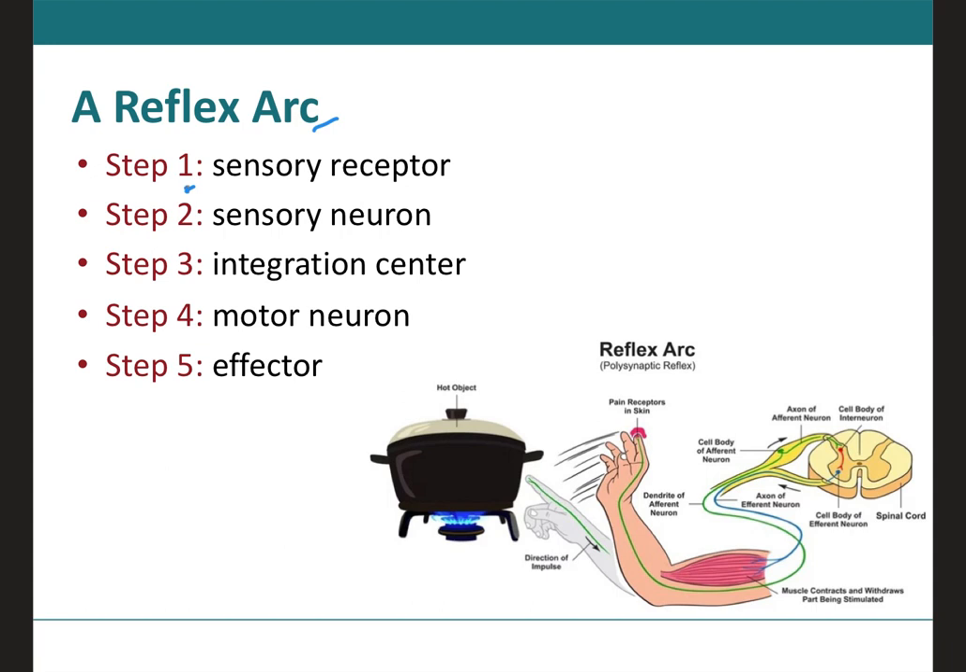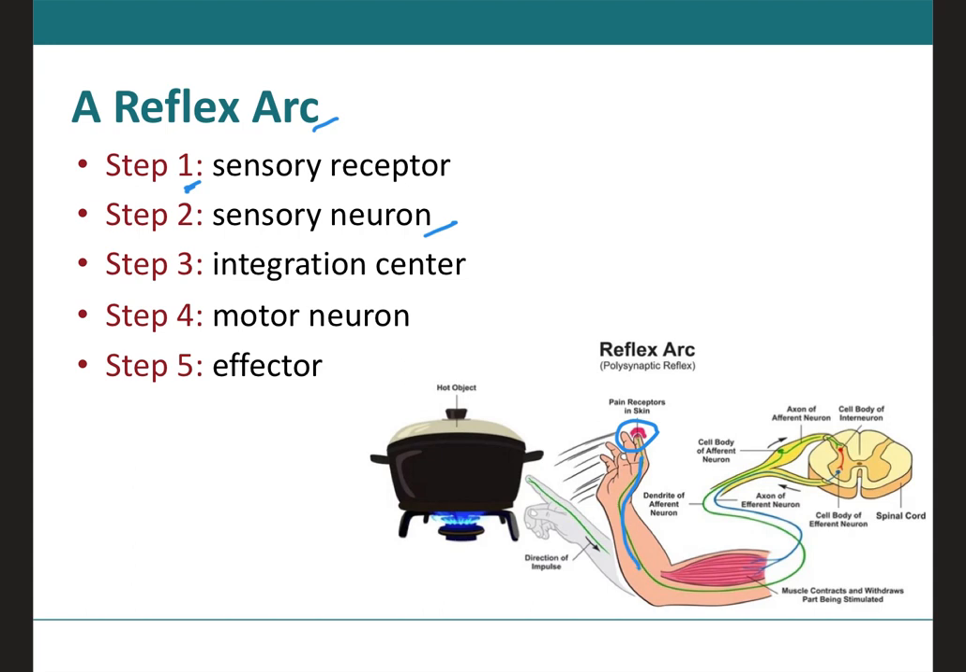Step number 1 basically is going to occur at the sensory receptor, where the receptor will respond to a stimulus by producing a receptor potential. There are going to be many types of these sensory receptors. They can be stimulated by pressure, extreme temperatures, physical damage, or even exposure, for example, to chemicals. Then we have step 2, which is the sensory neuron.